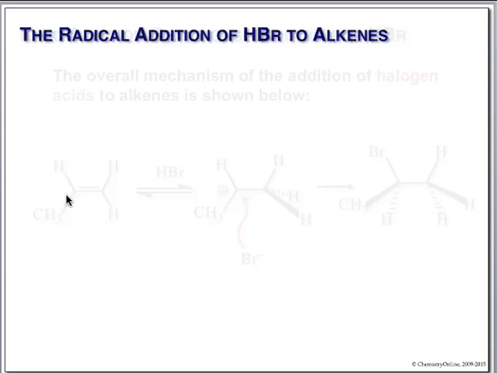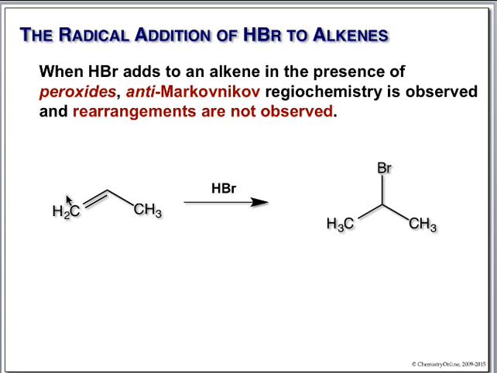Like I said, we did this one in chapter 7. We know that if we took this simple alkene, we would look and say, if we had a carbocation here, it would be secondary. If we had a carbocation here, it would be primary. The secondary one will be formed. Halogen will add there, and that's our Markovnikov product. However, if you do this reaction in the presence of peroxide, what you get is the opposite regiochemistry. Instead of the bromine being bonded to the secondary carbon, it's bonded to the primary carbon.